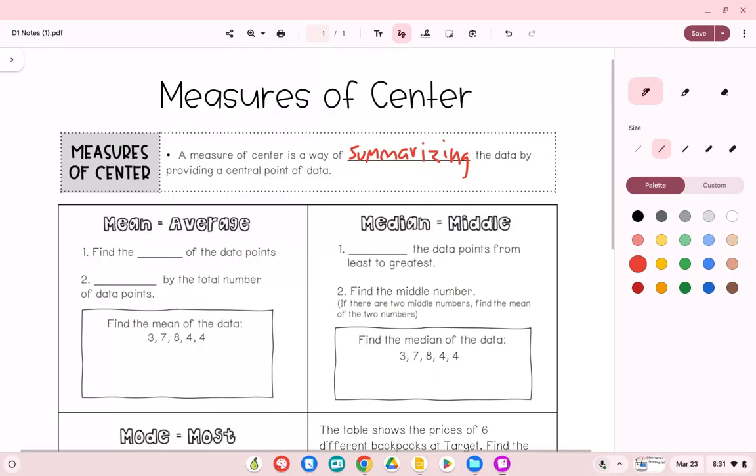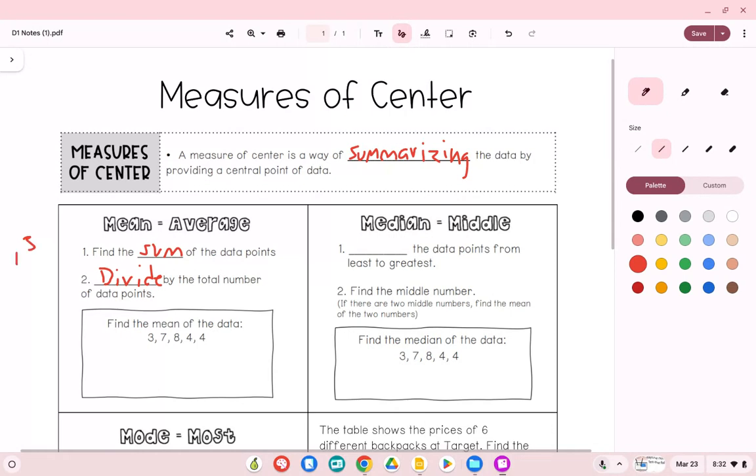So we're going to look at the mean, the median, and the mode. So first, in order to find the mean, which is the average, you need to find the sum of all the data points. And you guys know the word sum, that just means add. So you're going to add up the numbers, and then you are going to divide by the total number of data points. So for example, it says find the mean of these numbers, 3, 7, 8, 4, 4. I would add them up first, and then I would divide by 5 because there's 5 numbers.